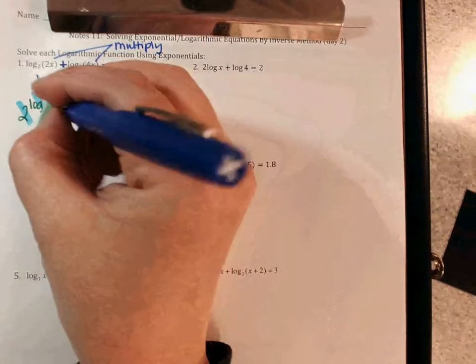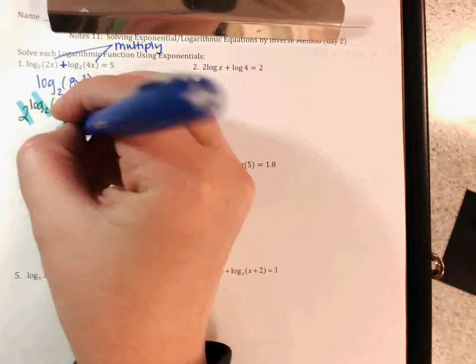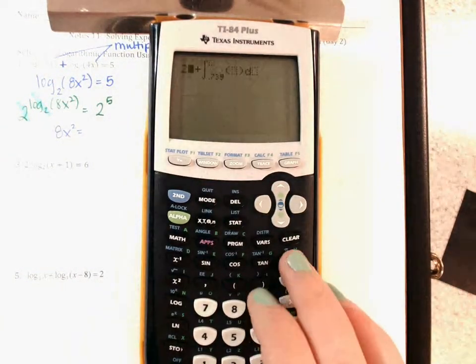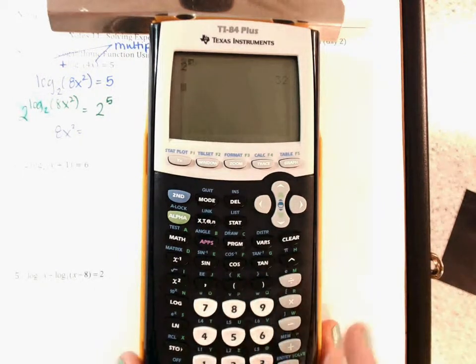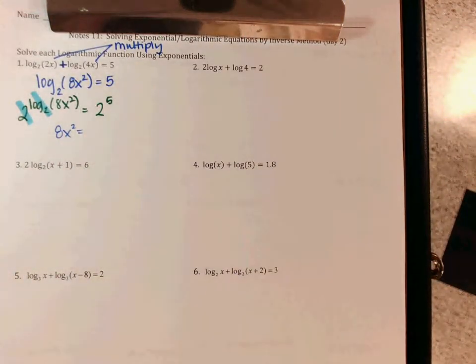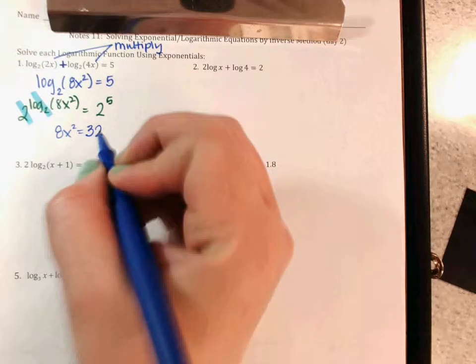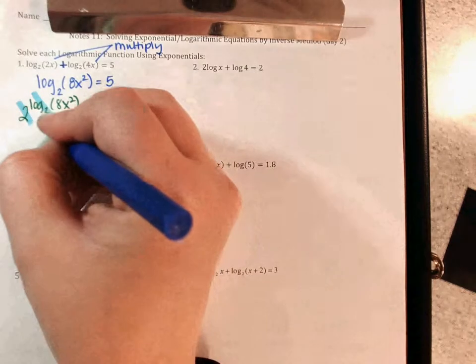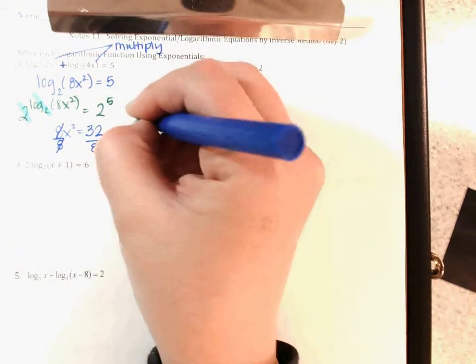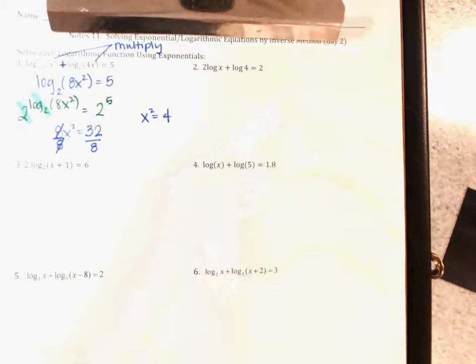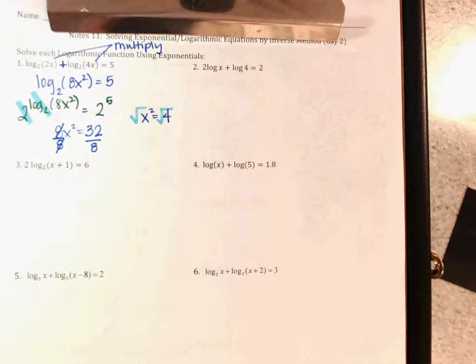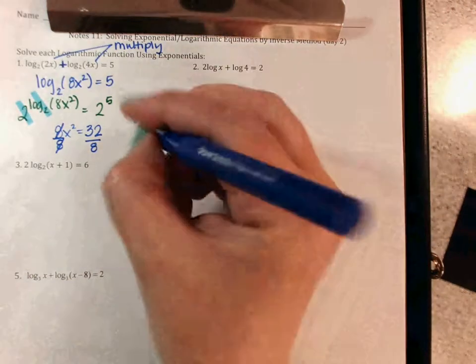Then remember, this number over here on the other side, you're going to type into your calculator. So I'm typing in 2 up to the 5. 2 up to the 5 gives me 32. And then from there, what would I do next? Divide by 8, because remember, you can't square root if there's a number in front. So then my 8's are gone, and I have x squared equals 4. And then what do I do from there? Square root, square root. And the square root of 4 is plus or minus 2.